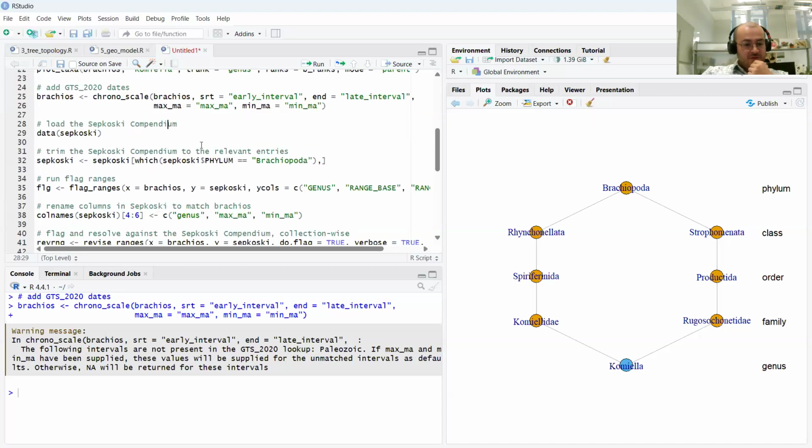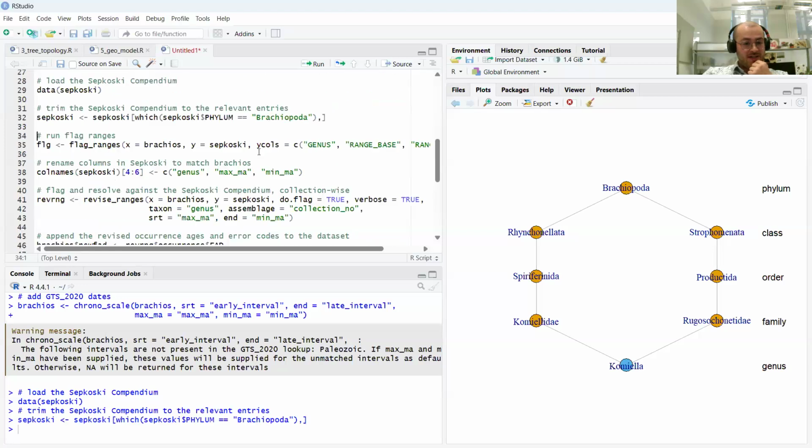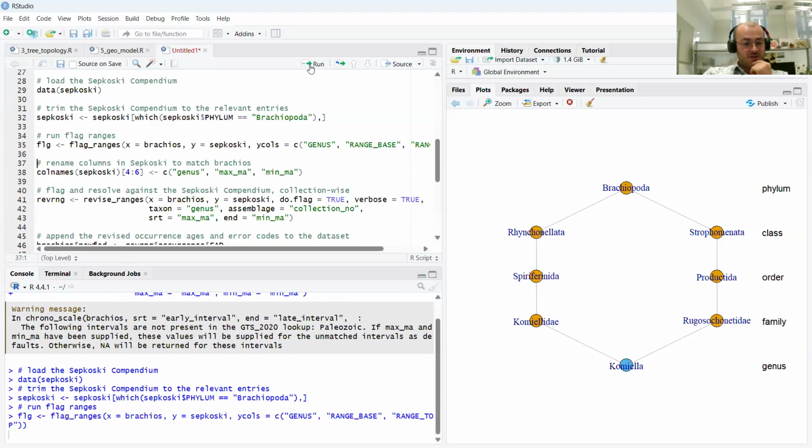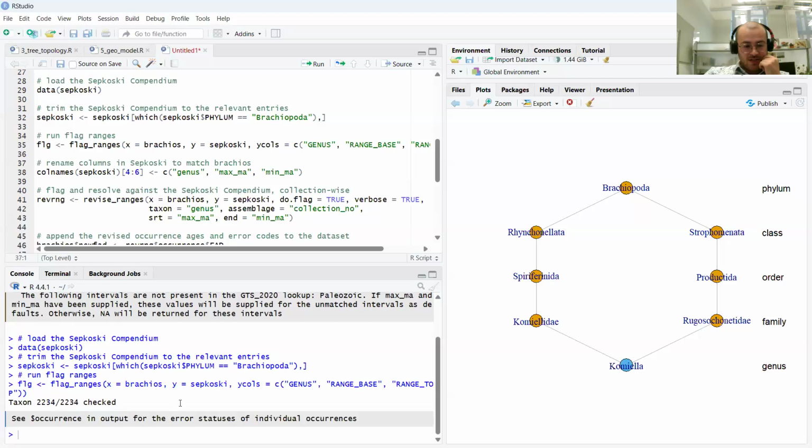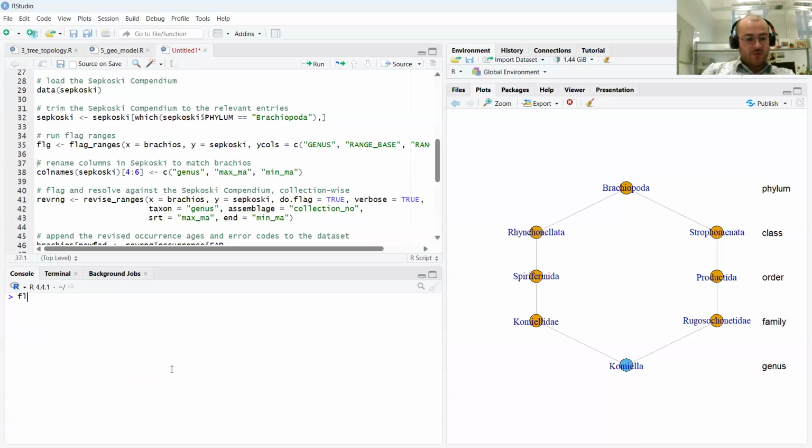So again, just to quickly breeze through the other checking functions that we have. We'll load the Sepkoski compendium as our set of authoritative reference ranges. Believe that or not as you like. We'll trim that to the brachiopod portion of the data set. And now we'll run the flag ranges function. This runs fairly snappily. So 2,200 taxa in our current data set to check, or at least 2,200-odd taxa which had matches in our reference data set. And then we'll have a look at what that output looks like.